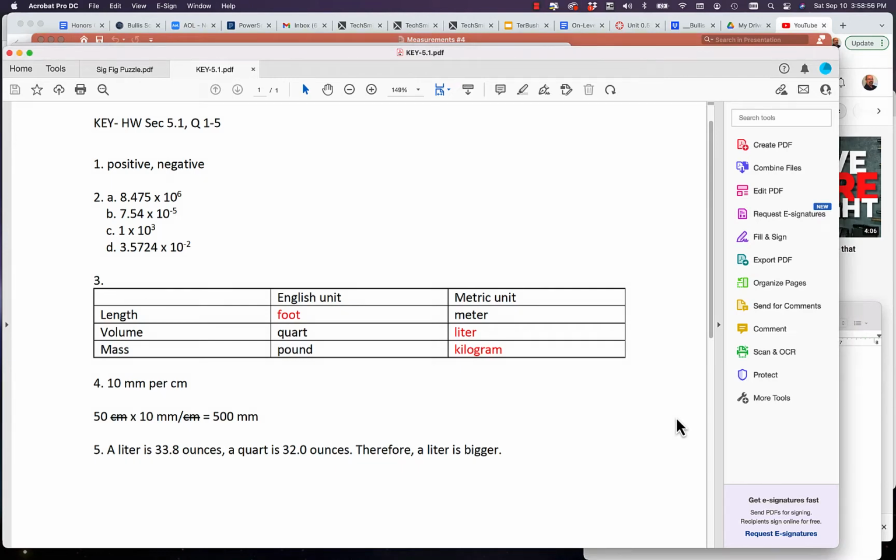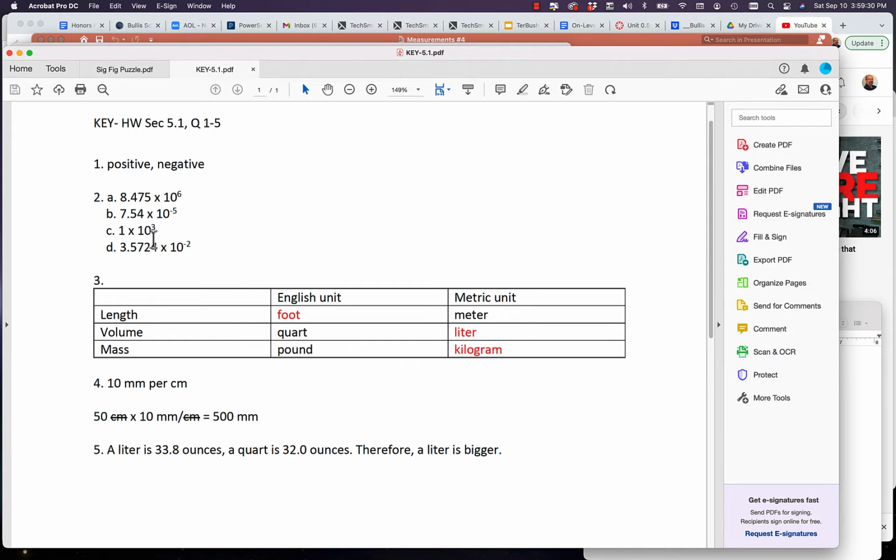Okay, so in the first class, we talked about scientific notation and units in measurement. So I wanted to quickly go over the homework from section 5.1, questions 1 through 5. Numbers that have a value greater than 1, when you write them in scientific notation, will have a positive value for the integer in the power of 10. Those that are less than 1 will have a negative value. That's question number 1. Number 2, there's just a list of the values that you get in standard scientific notation.